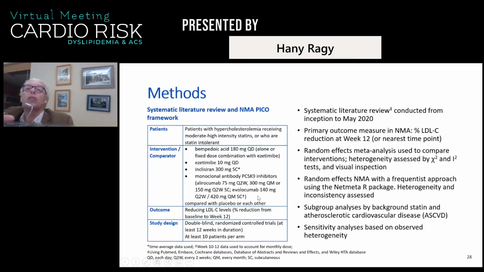I don't want to go through the statistical details, but these are patients with hypercholesterolemia receiving moderate to high intensity statins, or who are statin intolerant, receiving the different treatments at different doses. For instance, the monoclonal antibodies: alirocumab 75 milligrams every 2 weeks, 300 milligrams monthly, or 150 milligrams every 2 weeks. Evolocumab in its famous doses, the most famous being 140 milligrams every 2 weeks, or 420 milligrams monthly, compared with placebo. The outcome was LDL measured at 12 weeks.